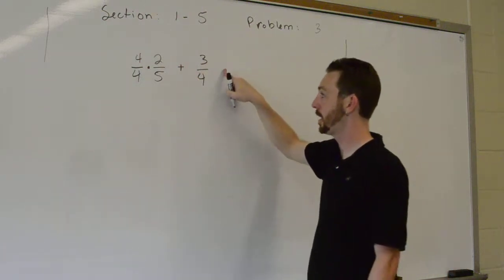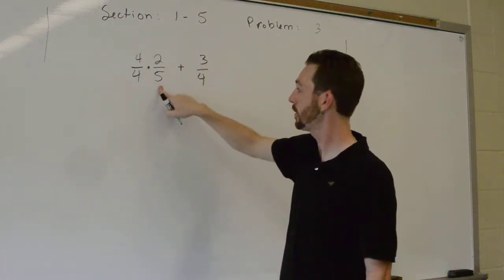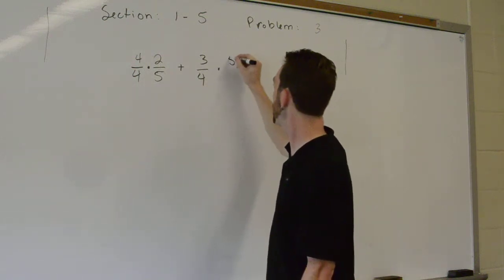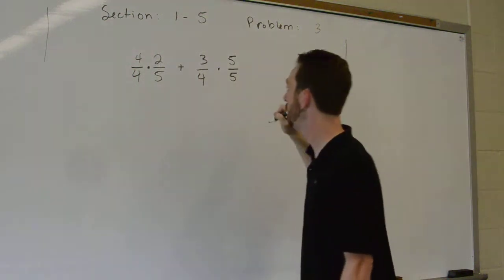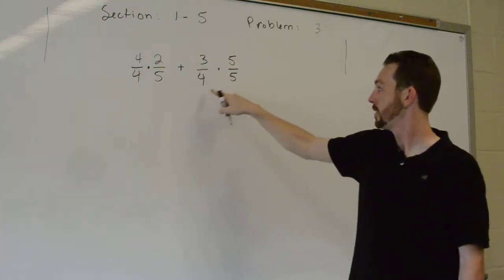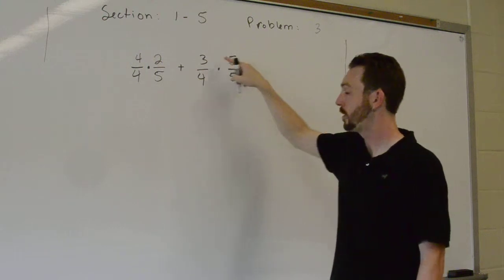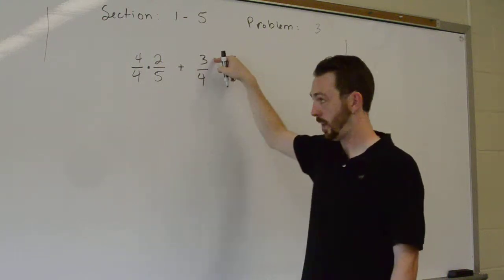For the second fraction, we do a similar thing. We need to look at the denominator we had before, which was 5, and we multiply this by 5 over 5. Same thing, we needed a 5 in the denominator so that we'll have a common denominator, and then we need to multiply 5 in the numerator as well so we don't change its value.